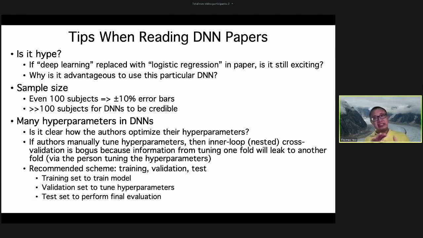In my opinion, the cleanest way is to utilize the training validation test scheme rather than the inner loop nested cross-validation scheme when it comes to training deep neural networks. So in this scheme, we divide the data into training, validation, and test set. We use the training set to train the model and the validation set to tune the hyperparameters and to improve the algorithm. We only use the test set once, which is to perform the final performance evaluation.